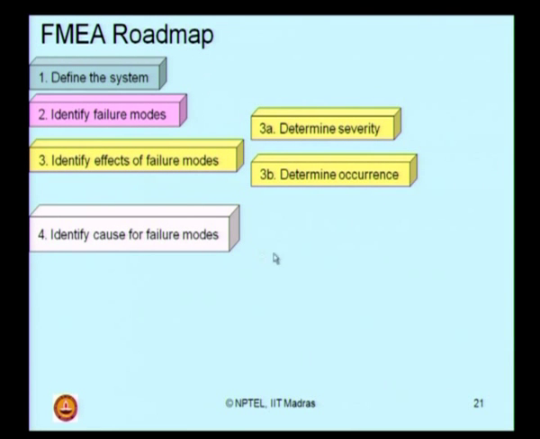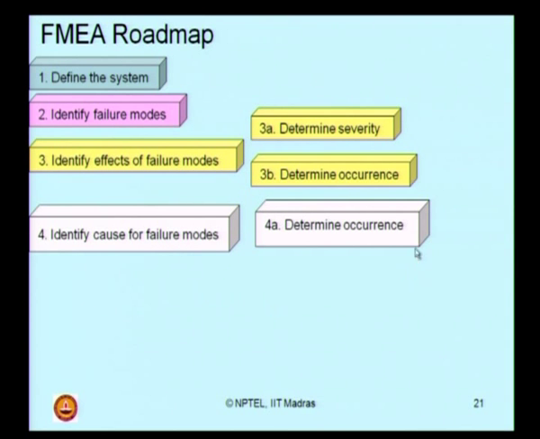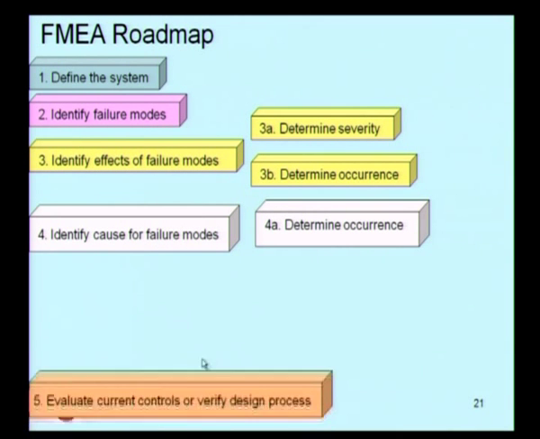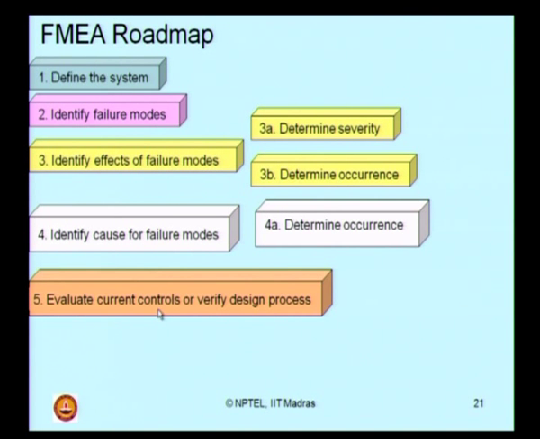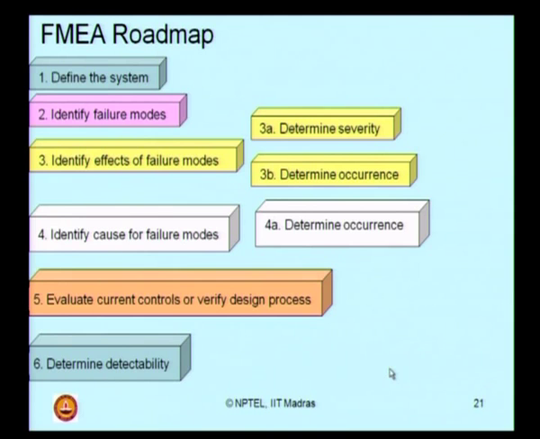Identify the cause for failure modes, once you identify the cause, also determine the occurrence of that failure mode, then evaluate the control measures you currently have or verify the design process to introduce any such control measures in advance. Then determine what we call detectability. What do you understand by detectability? You already have identified some failure modes. Now here try to see whether you can detect some of these failure modes in advance. Once you do that, try to find out the risk priority number.